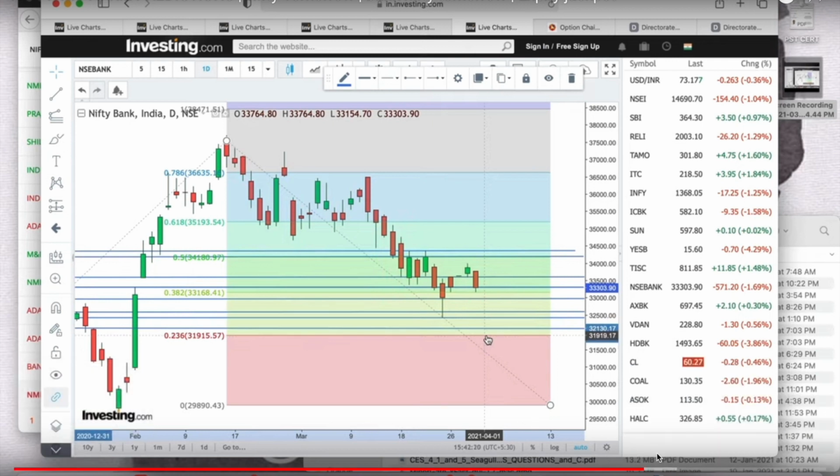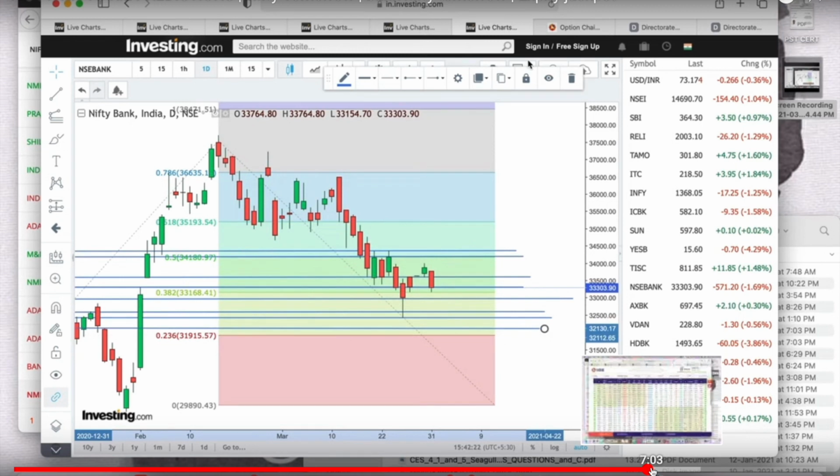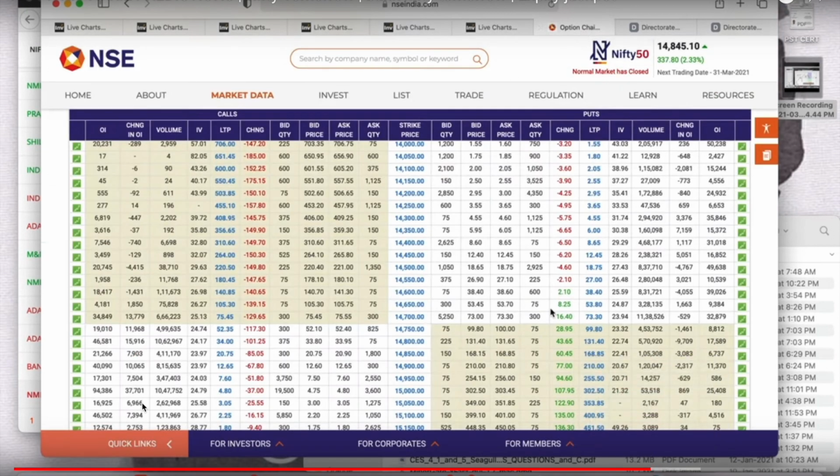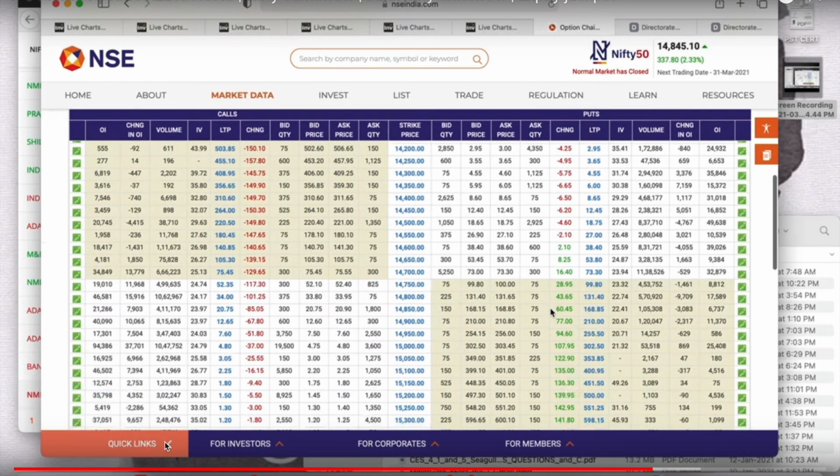Much, but it is a possibility going up to here. Okay, let's come to the options data, guys. On the options data, if you remember, the market gave a fall on that particular day.